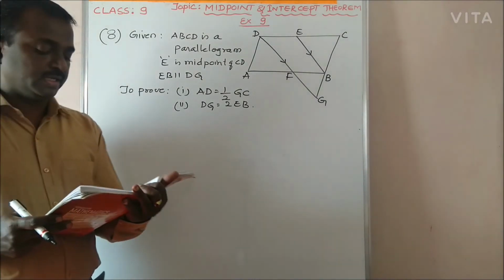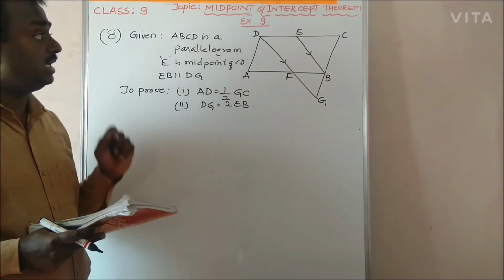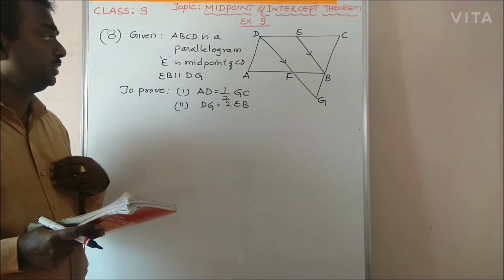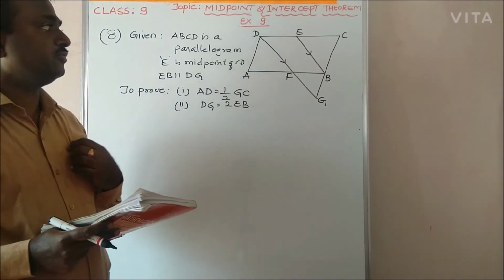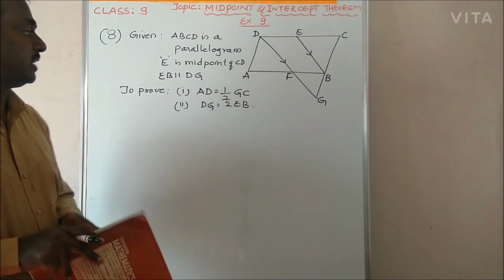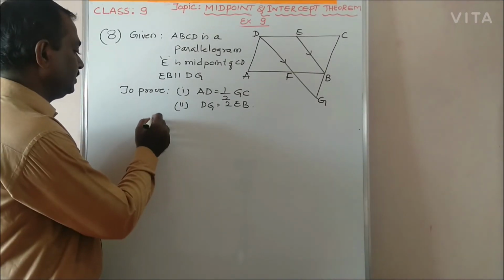So question number 8, ABCD is a parallelogram and E is the midpoint of DC and AB is parallel to DG. What you have to prove is AD is equal to half of GC. Second, DG is equal to 2 times AB. First we will prove the first one.